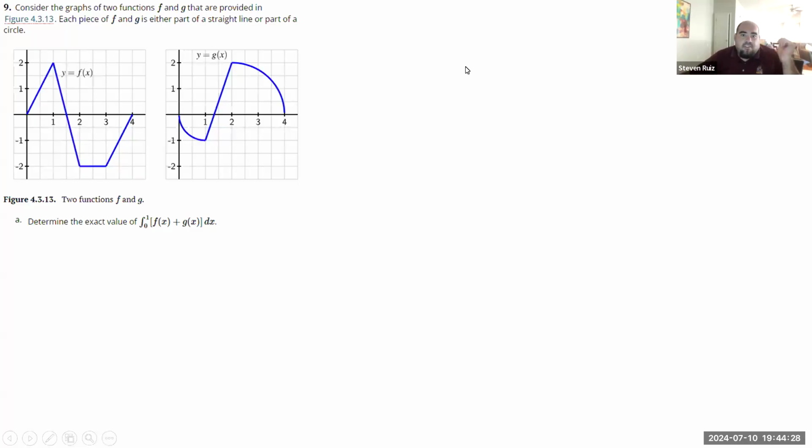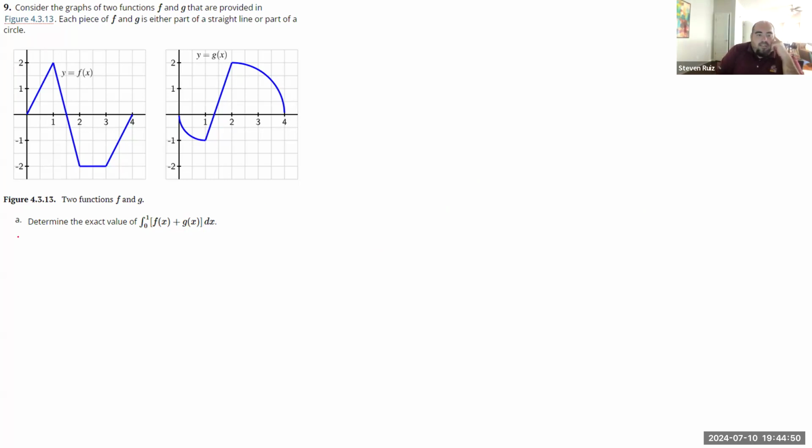All right, this is section 4.3, exercise 9. So we're given graphs of a pair of functions, and we're asked to compute some integrals. So we want to find the exact value of this integral, the integral from 0 to 1 of f of x plus g of x. So we're going to apply some different properties of integrals here.